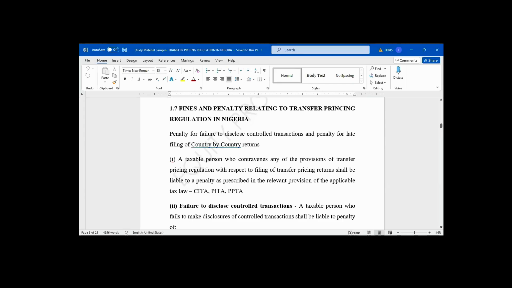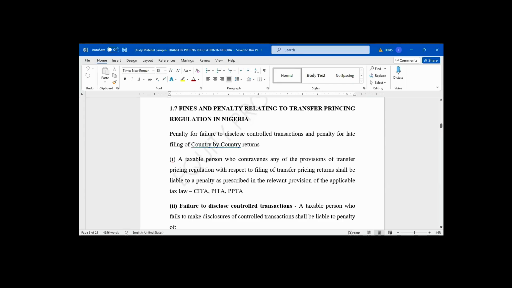First, one of the penalties is when a taxable person contravenes any of the provisions of transfer pricing regulation in respect of filing of transfer pricing return. That person shall be liable to the penalty prescribed either by the Company Income Tax Act, the Petroleum Profit Tax Act or the Personal Income Tax Act.